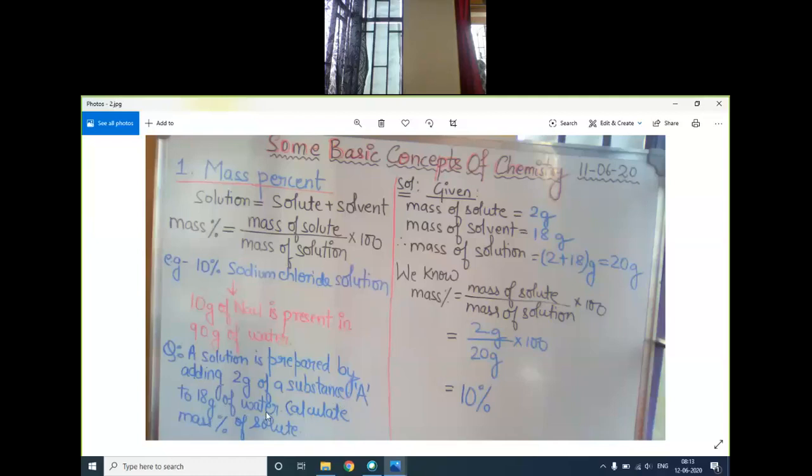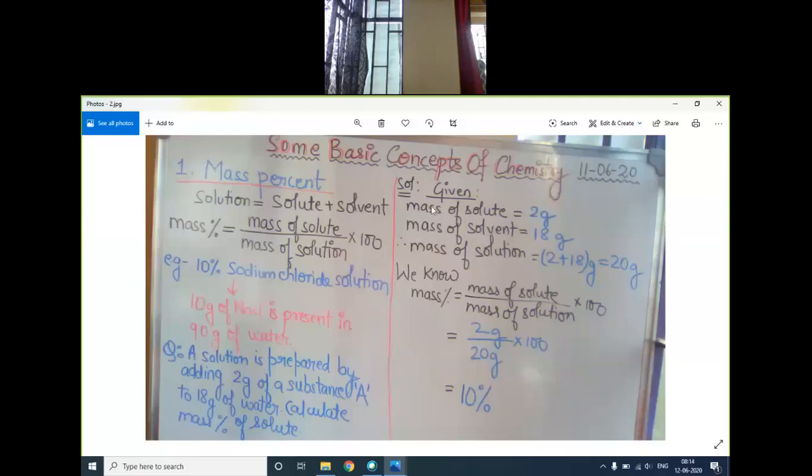So, how to calculate mass percentage? Mass of solute divided by mass of solution into 100. So we must know the mass of solute. Mass of solute here is given, 2 gram. What is the mass of solution now? Mass of solution is not given here. But we know that solution equals solute plus solvent. So solute is 2 gram, solvent is 18 gram. So total solution mass we will get 20 gram.